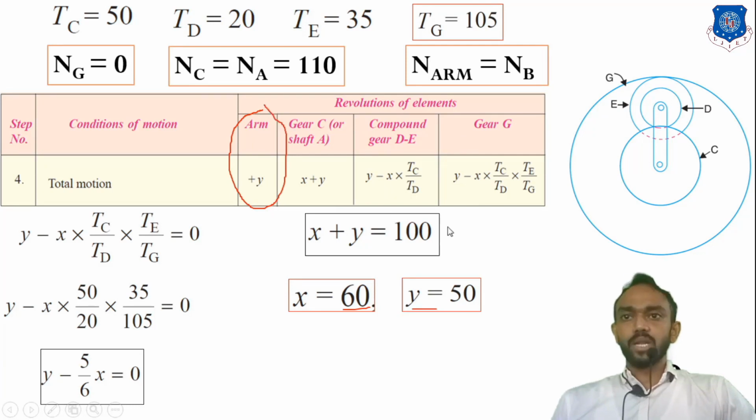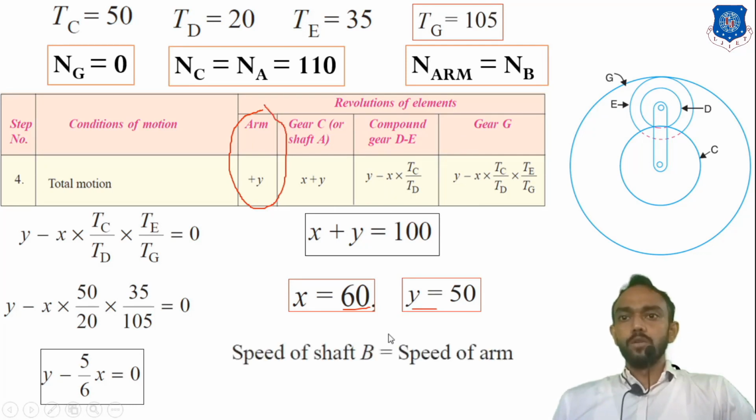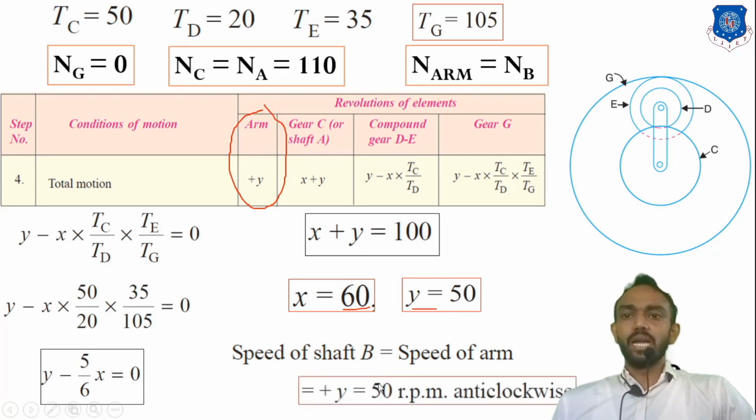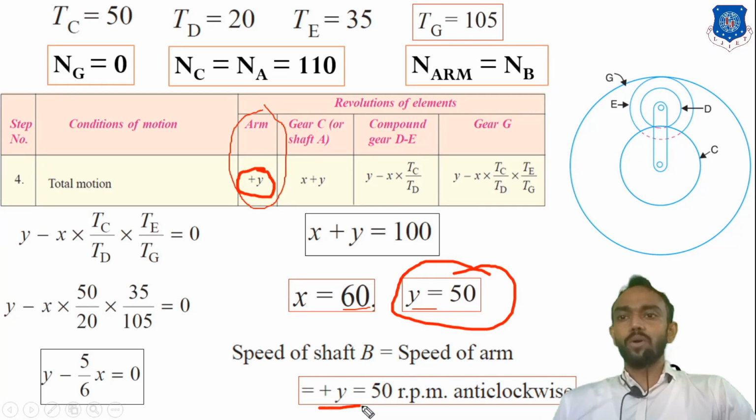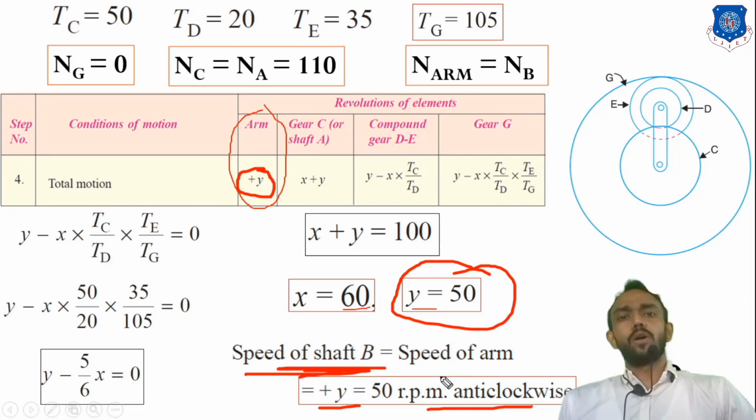So the RPM of the arm is equal to the RPM of shaft B, which is equal to plus 50, because we found y is equal to 50, and plus y means anti-clockwise direction, the speed of shaft B. So remember that it is not that hard. We have to prepare the table very carefully.